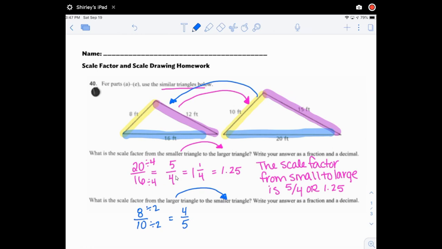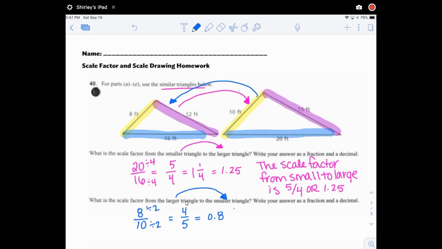Notice how those fractions are opposites. If you're doing a problem like this or looking at figures, if you need to figure out scale factors from one to the other and then back again, they're always opposites. If my scale factor was 2/3, then the opposite one would be 3 over 2. You can always just flip it. Okay, so my scale factor from large to small is 4 over 5. And then if I went ahead and made that into a decimal, we would get 0.8.